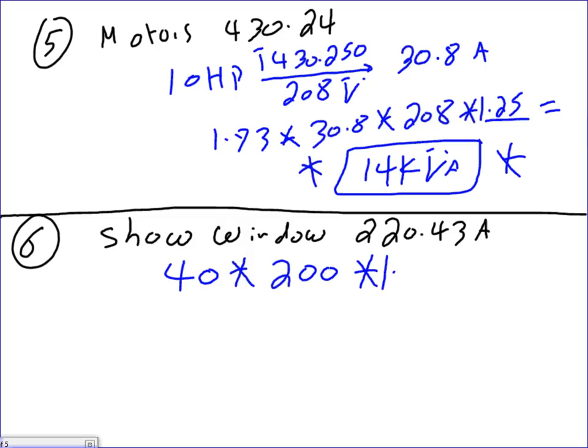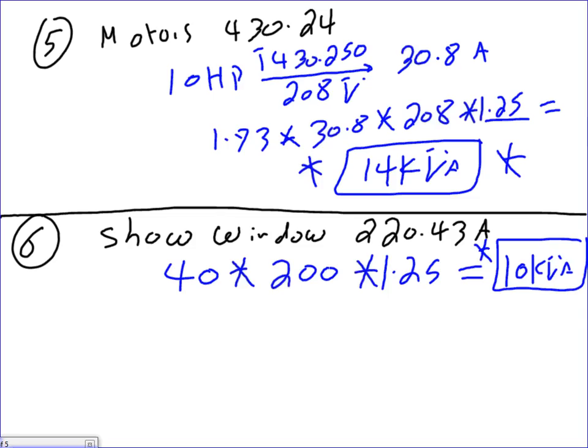Multiplied by 1.25. All lights in a commercial building are considered continuous load. So the 40 is from Brooks designing the building. The 200 volt-amp is from 220.43(A), and the 1.25 because of continuous load. Am I clear about this, guys? Okay. So if you do all this for this step, it's a 10K. Am I right? Yep. It's a 10 kVA.